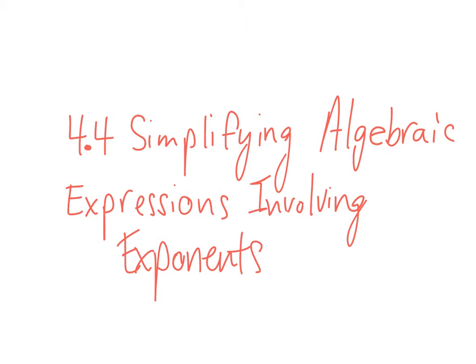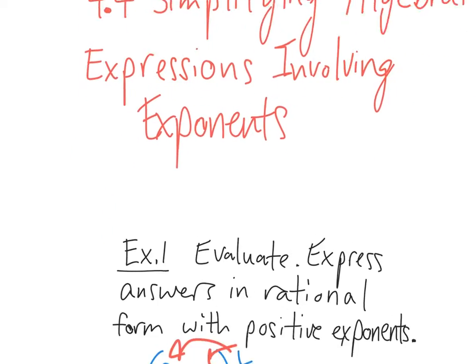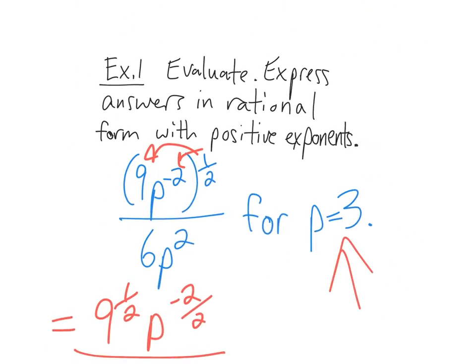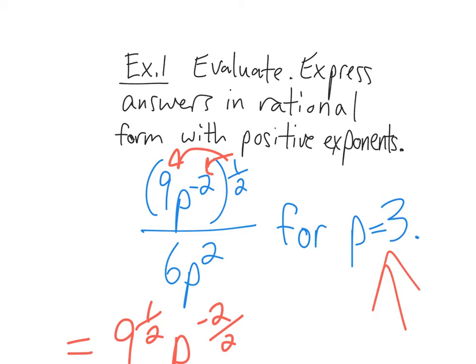Okay, hello everyone. Simplifying algebraic expressions involving exponents. Example 1. Evaluate, express answers in rational form with positive exponents. As you can see here, the exponent a half is on the outside of the bracket. It needs to be brought into the brackets using the power rule.